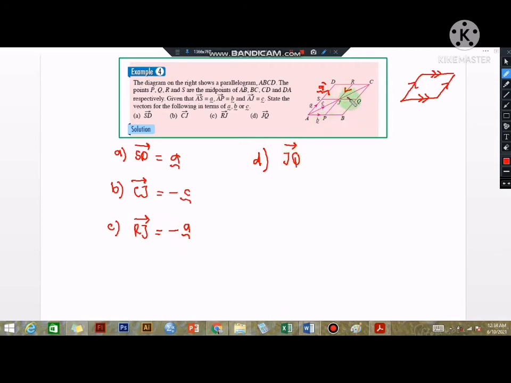Now P is the midpoint. So this one, AP, will also be vector B. And this is the same, parallel, isn't it? PB and JQ are parallel too. If this is parallel to this one, so we know that JQ is equal to vector B. So that's it. That is how you do it.